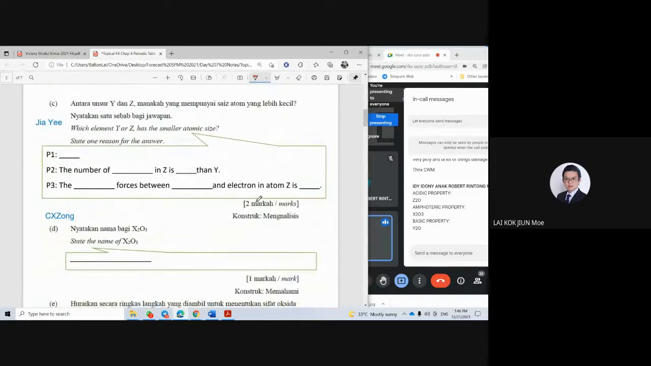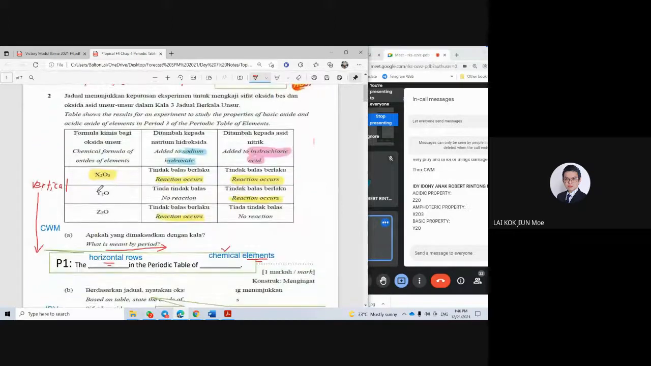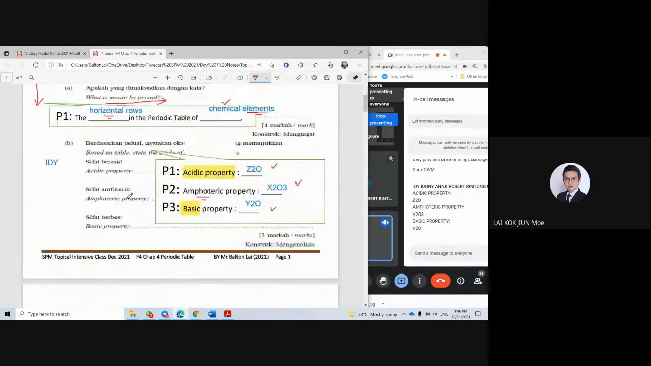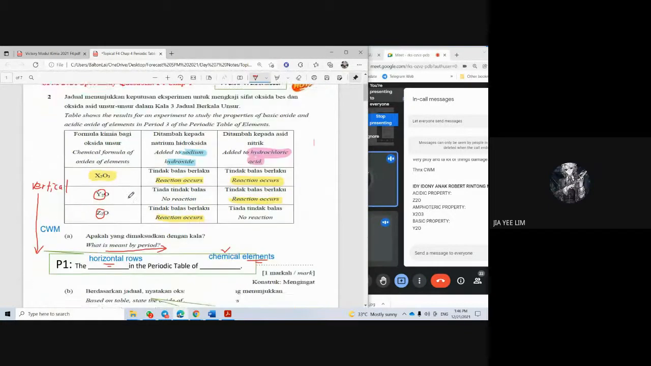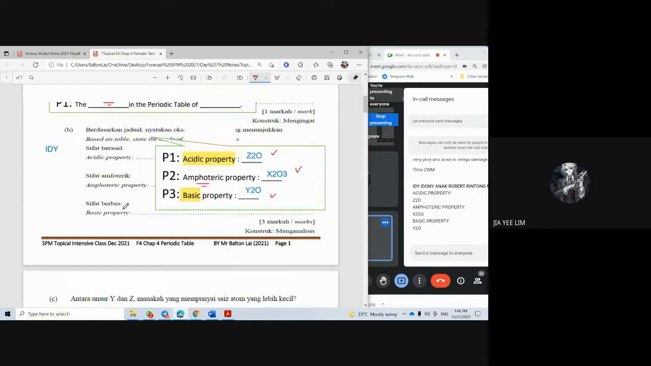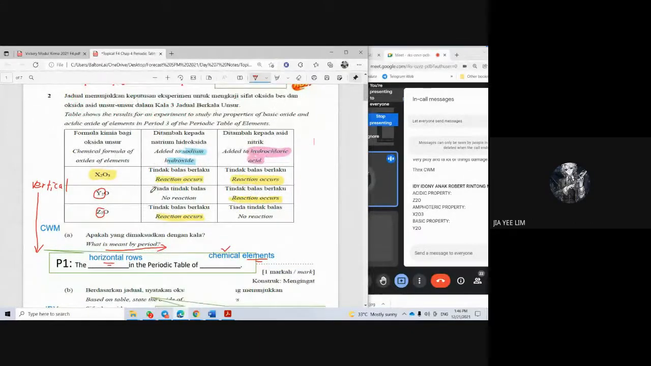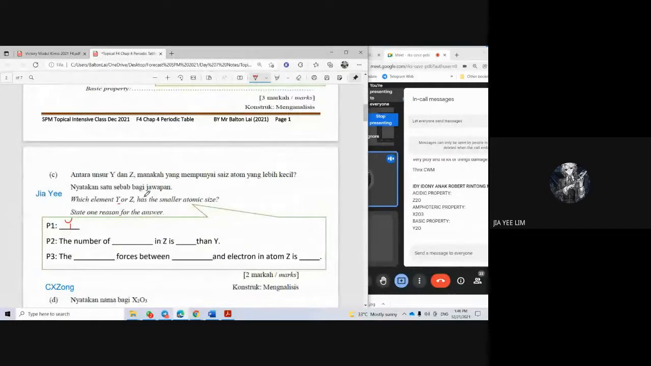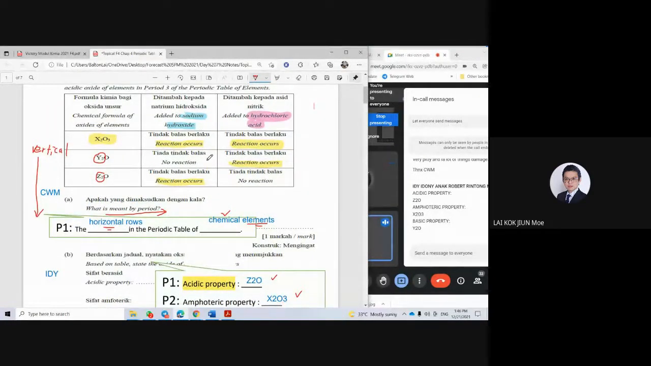Okay, Jia Yi. Jia Yi, how about your answer? Manakah lebih kecil? Y dengan Z. So now you got Y here, you got Z here. You think which one is smaller? How to know? How we know? Y smaller. How you know? Y is smaller. Because it cannot react with sodium hydroxide. It cannot react. Y cannot react with sodium hydroxide.